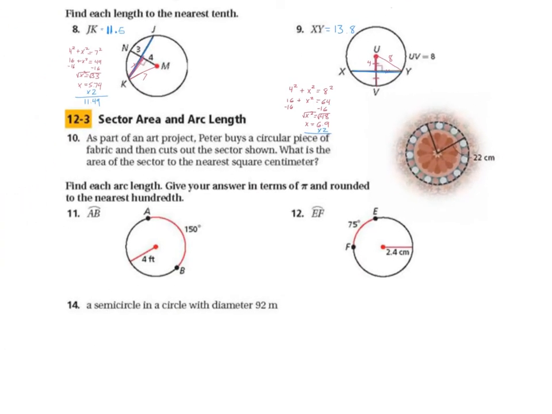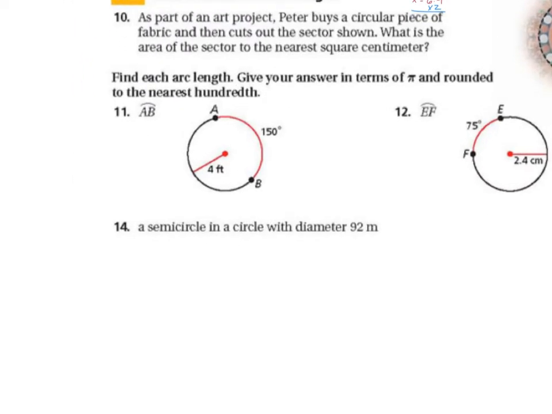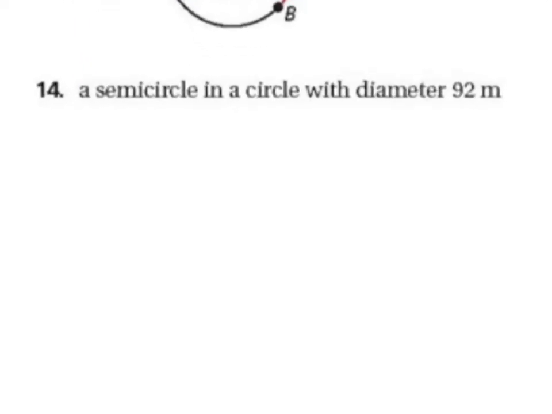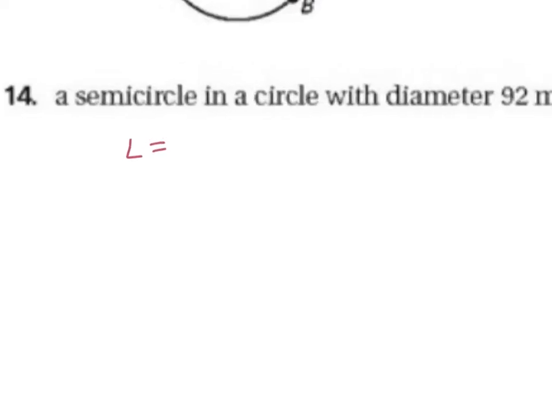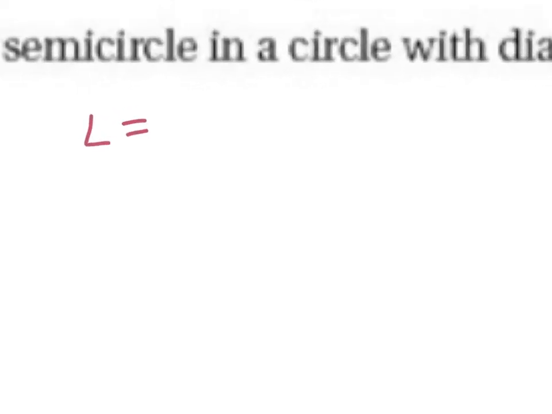Okay, another one I wanted to look at is 14. A lot of people on the homework skipped this one, but you might see something just like it on the quiz, so I wanted to do it. So we're trying to find the length of the arc in a semicircle with a diameter of 92 meters. So our length of an arc formula is 2 pi r times the measure of the arc degrees over 360.